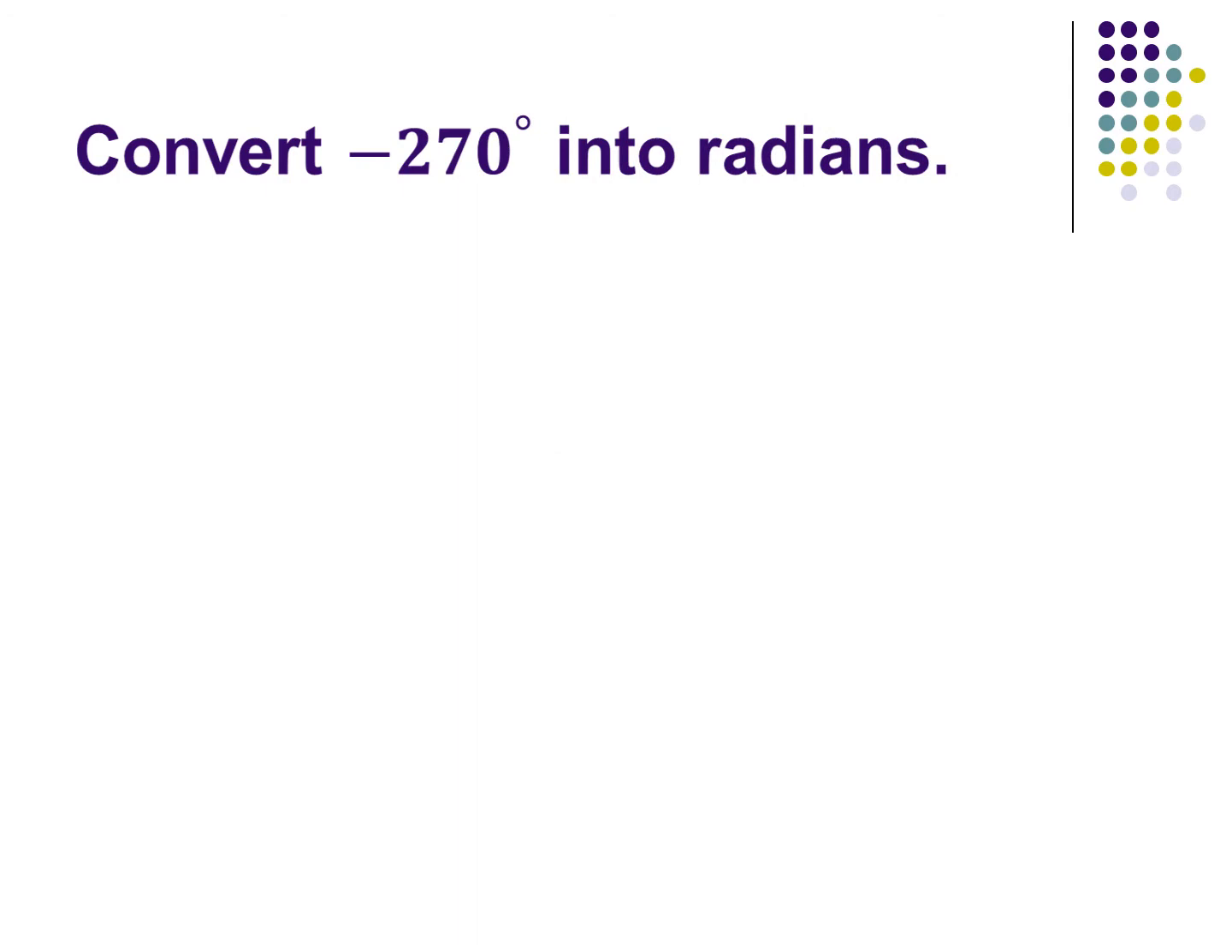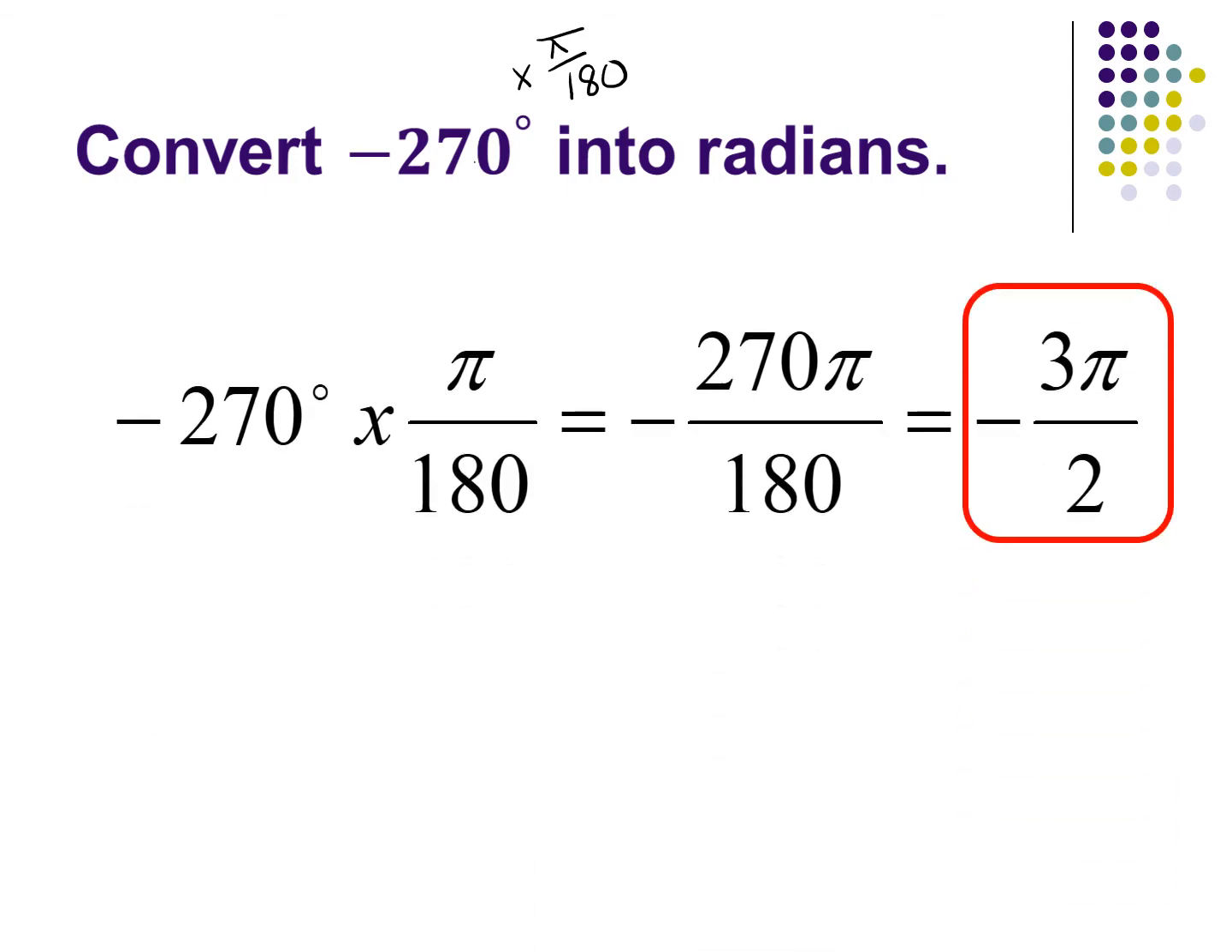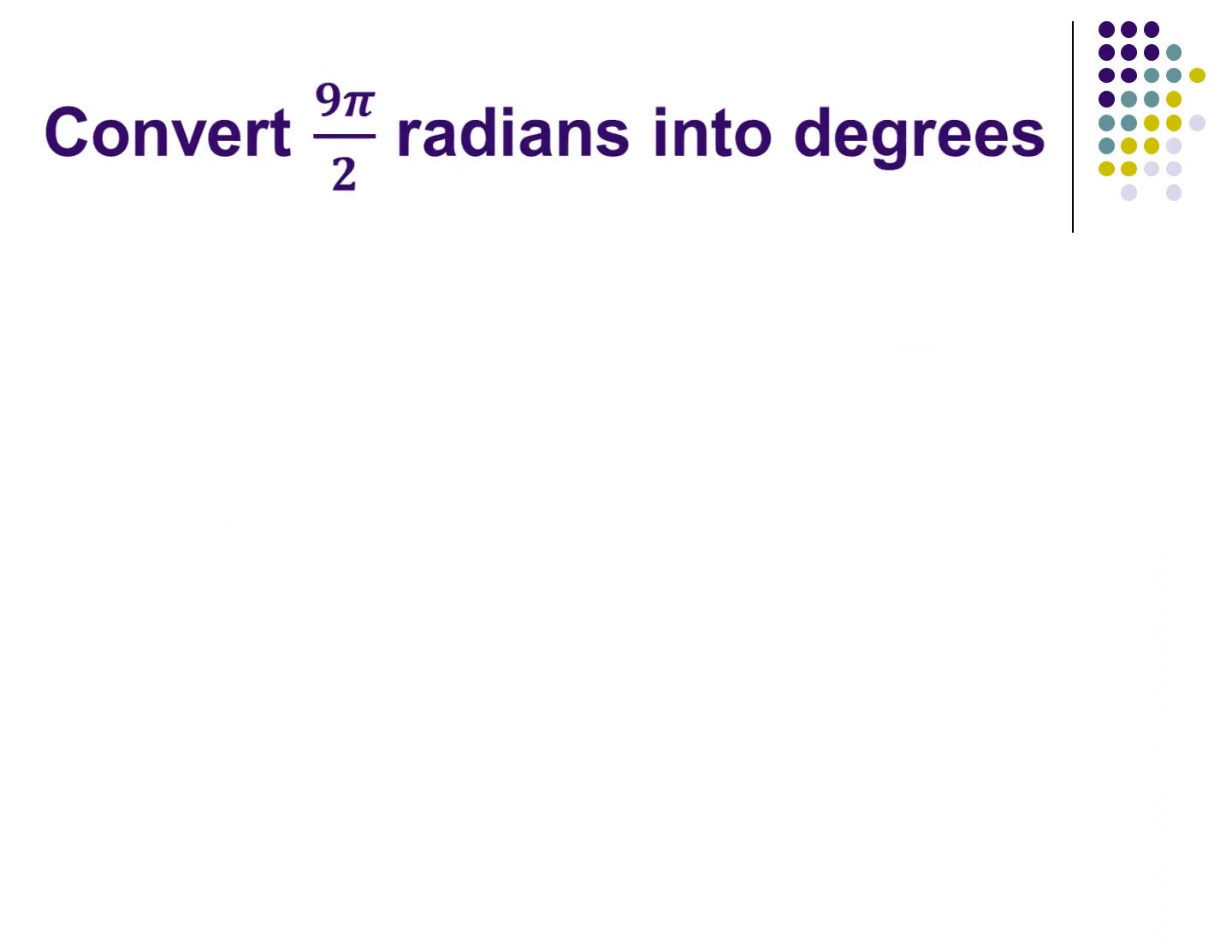Now, convert negative 270 degrees into radians. Simply multiply negative 270 by pi over 180. Write it in the calculator and get the answer in terms of pi. So 270 over 180 gives you 3 over 2, and the pi stays. The negative sign shows the direction, whether clockwise or anti-clockwise. Negative shows that the angle has to be rotated in the clockwise direction.